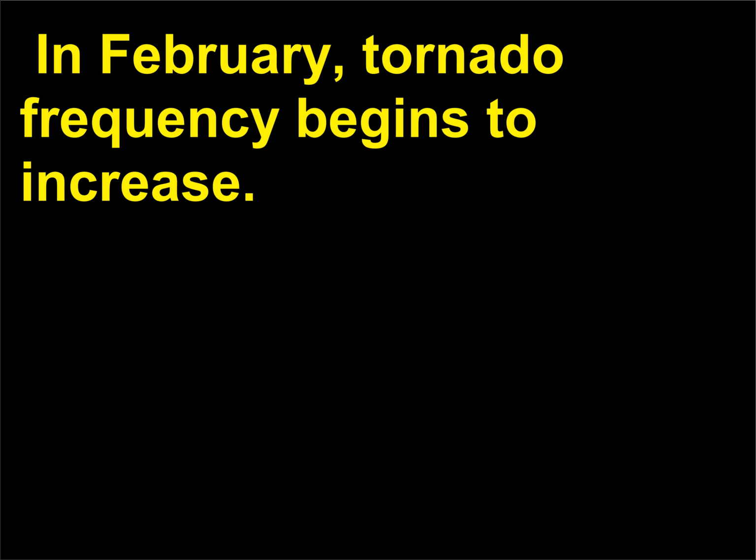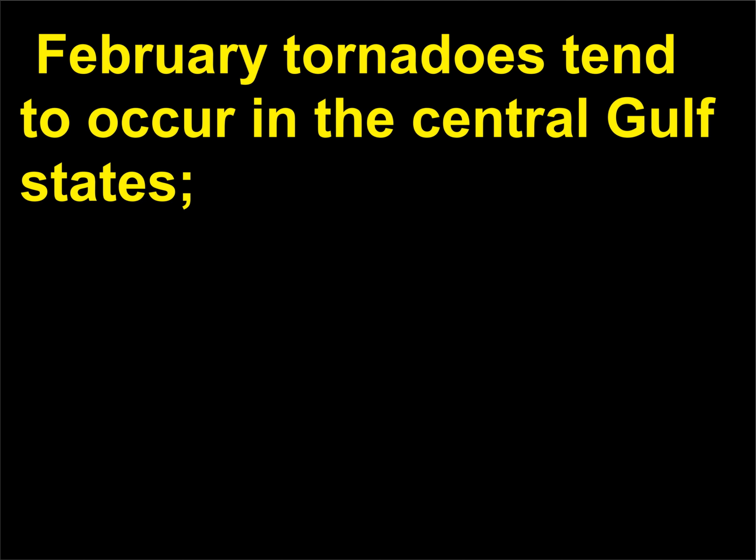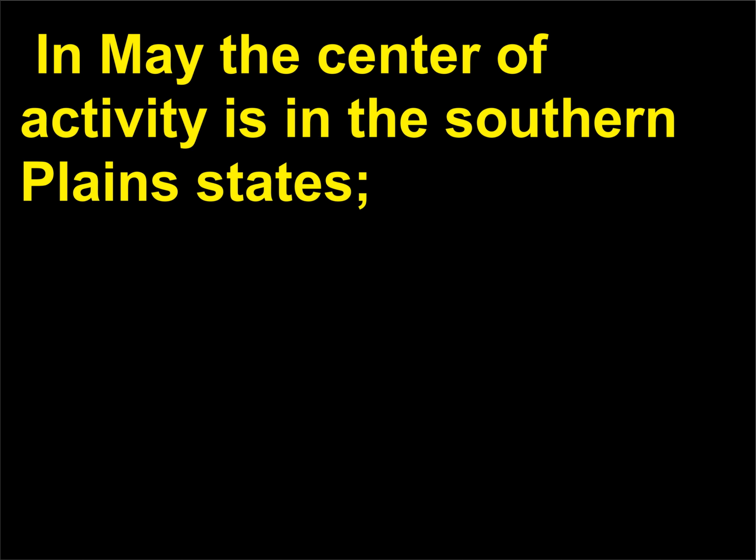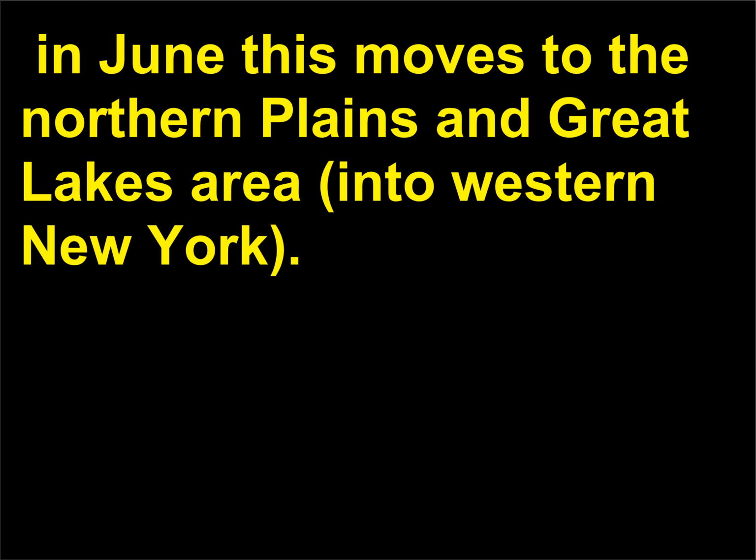In February, tornado frequency begins to increase. February tornadoes tend to occur in the central Gulf states. In March, the center of activity moves eastward to the southeastern Atlantic states, where tornado activity peaks in April. In May, the center of activity is in the southern plains states. In June, this moves to the northern plains and Great Lakes area, into western New York.